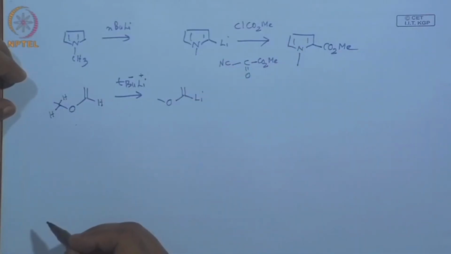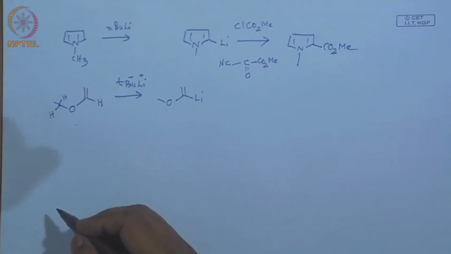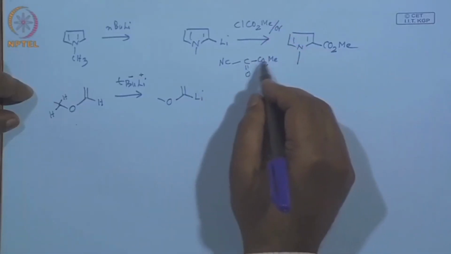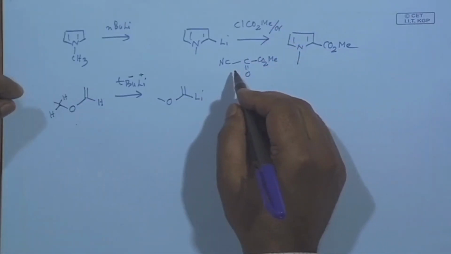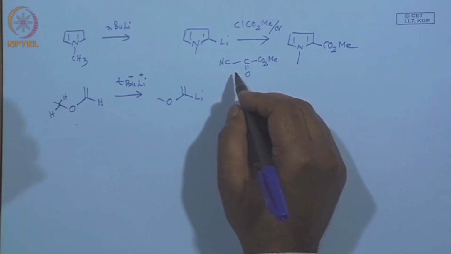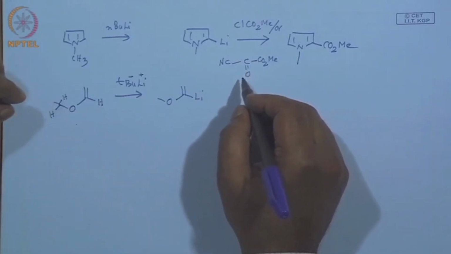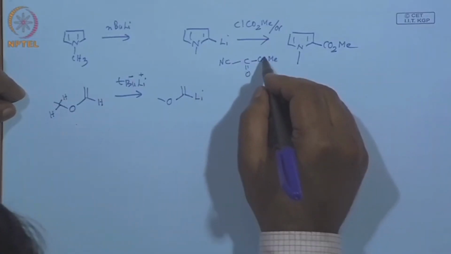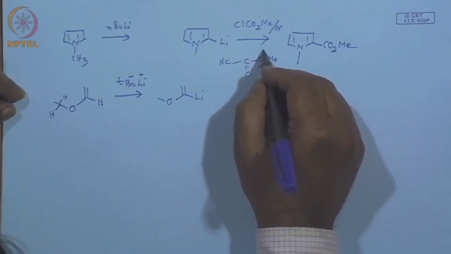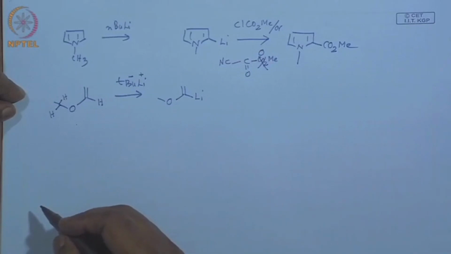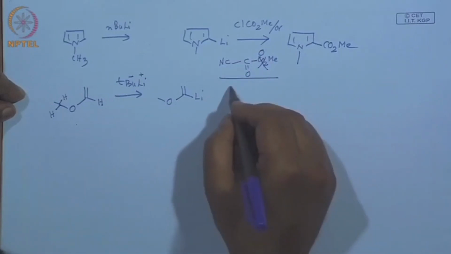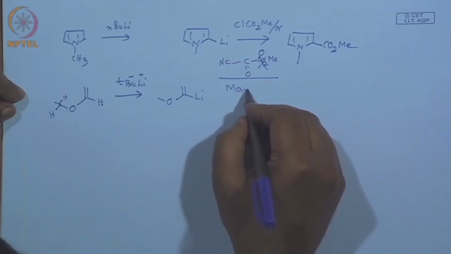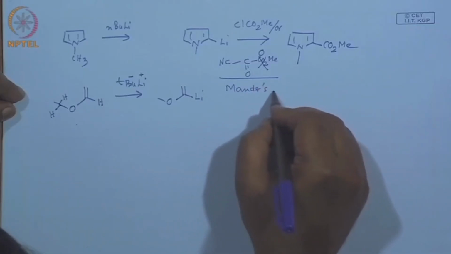this one. Instead of the chlorine you have the cyano, that means methyl cyanoformate. Okay. This is a very useful reagent. Okay, OMe. And this is known as Mander's reagent.